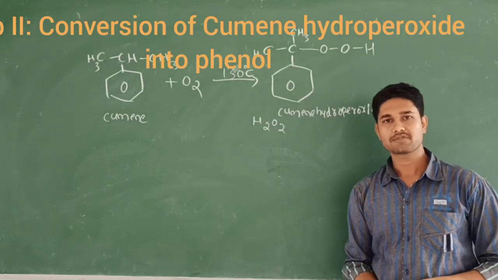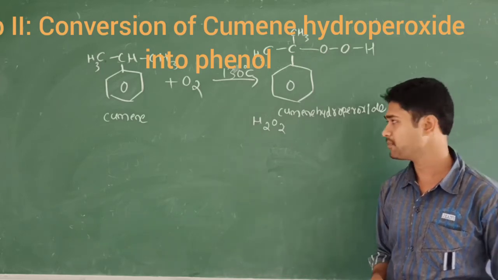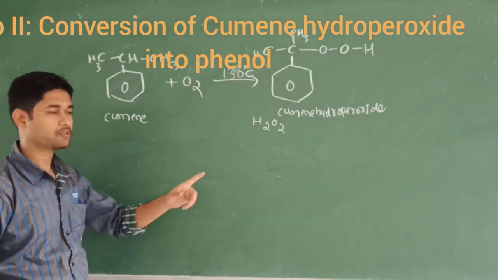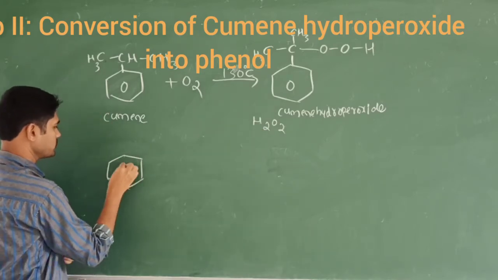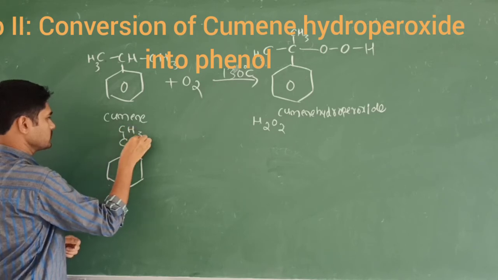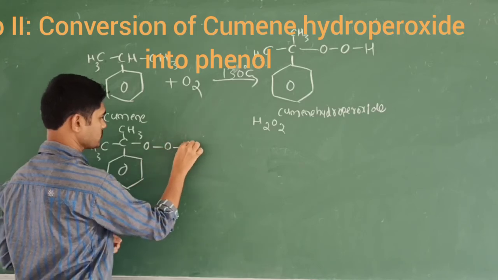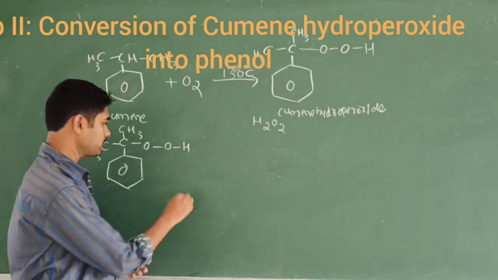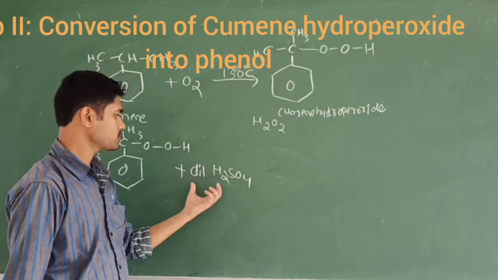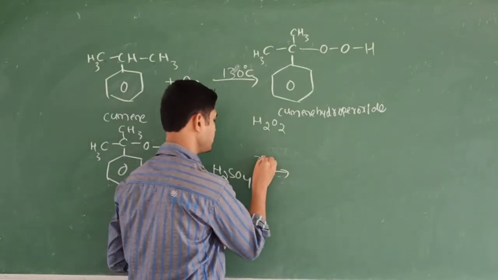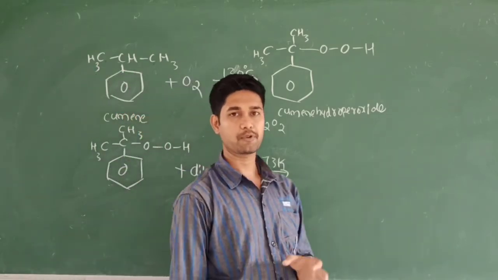The second step involves the conversion of this cumene hydroperoxide into phenol. Let's take the second step. The product from step 1 is the reactant for step 2, that is cumene hydroperoxide. It will be treated with dilute sulfuric acid, H2SO4, at 373 Kelvin. We are going to obtain the phenol compound and also a ketone byproduct.